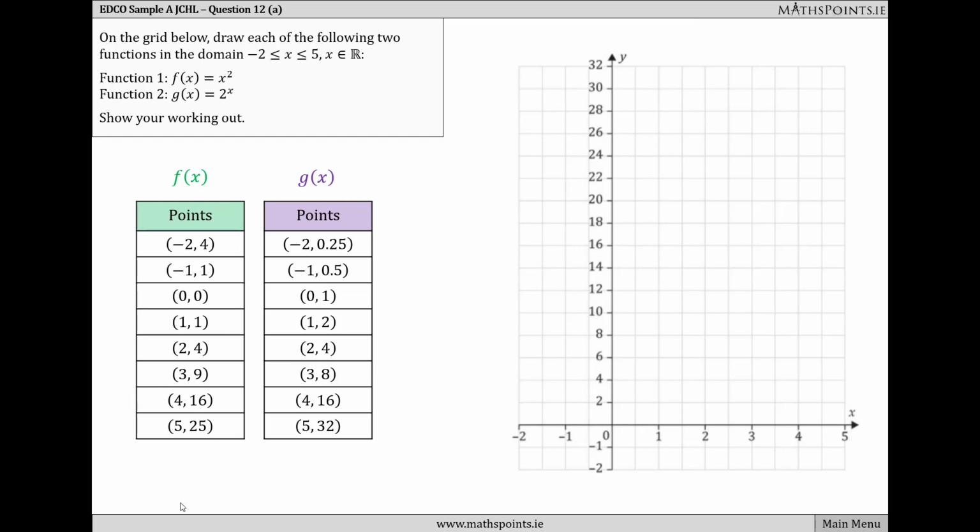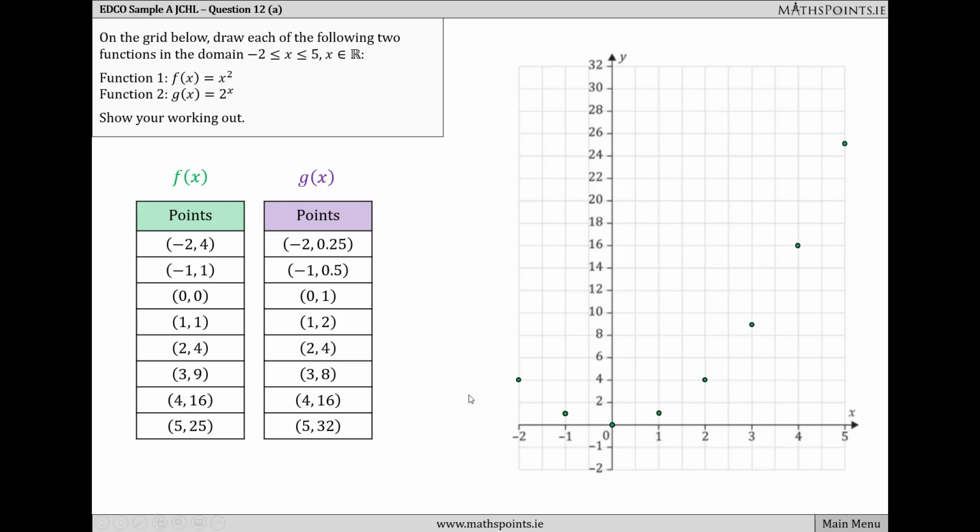Now to enter in, I am going to obviously read each of the points. The first value is the x value, and the second value is the y value. So I go over and back first, and then up and down. So over to -2 to the left, and then up to 4, and I'm going to place the first point on my graph. Then I have -1, 1, 0, 0, 1, 1, 2, 4, 3, 9, 4, 16, and 5, 25.